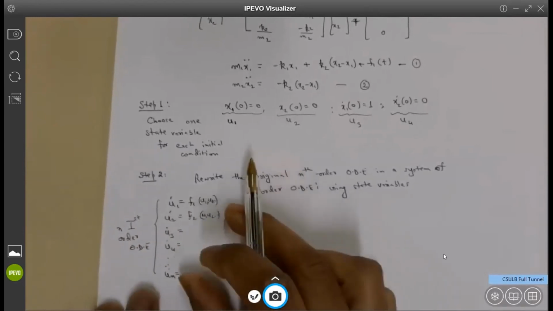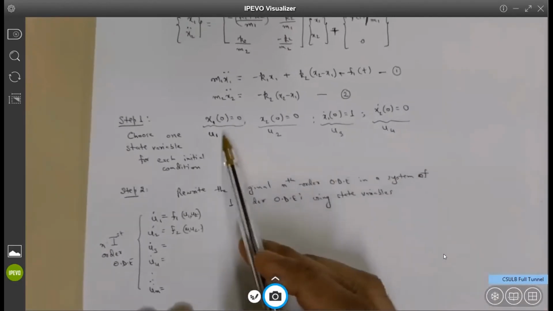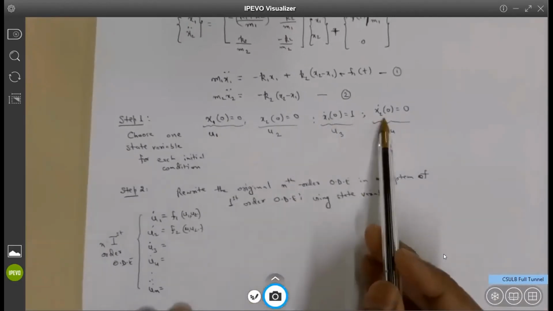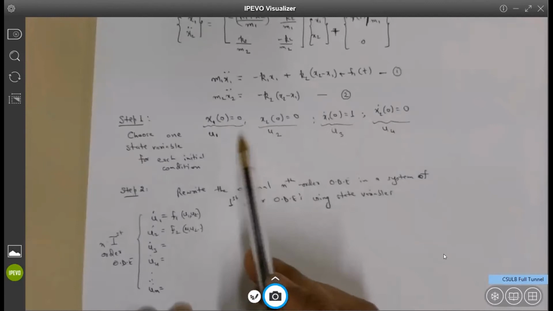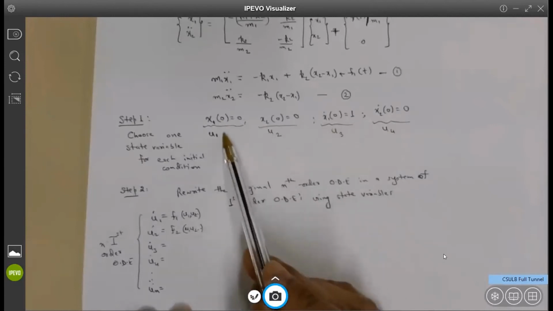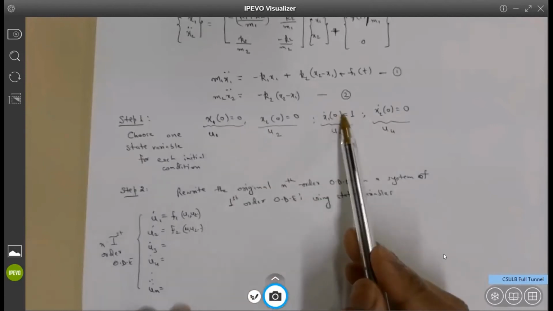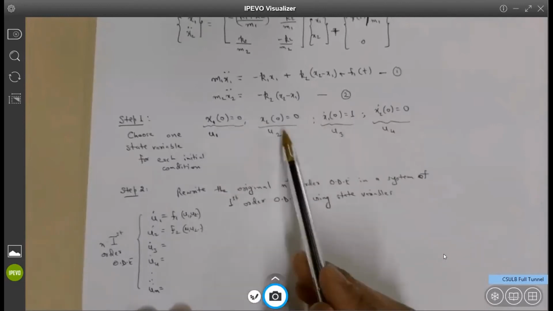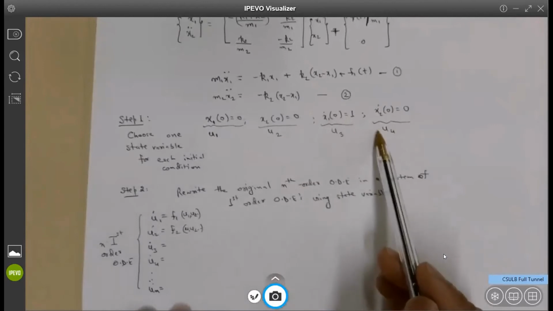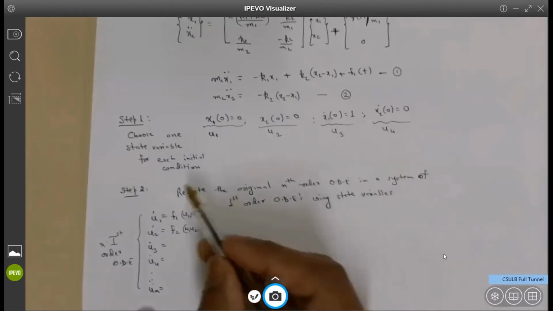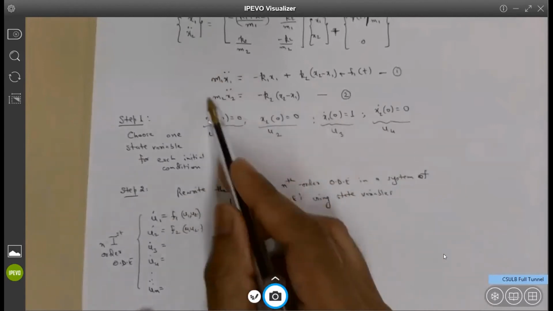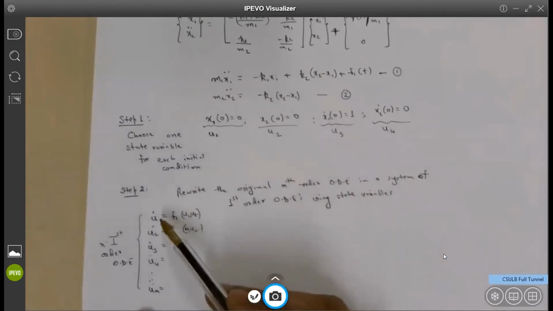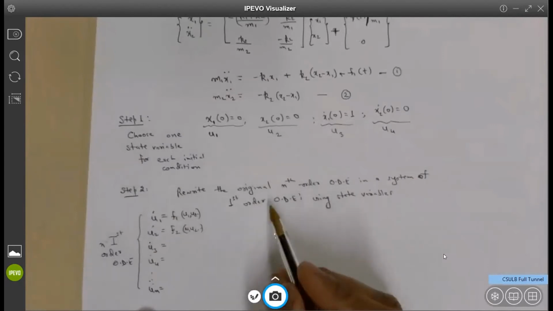So let's do this for our example. In our example, we have got 4 initial conditions. That means we have 4 state variables, one for each one of them. It doesn't matter whether you select U1 as this or U2 as this or U3. The order does not matter. You have to select one for each. Now, after you select one for each, how to rewrite the equations? We have got only 2 equations, and we are trying to get 4 equations because we have 4 variables. So how to do that?